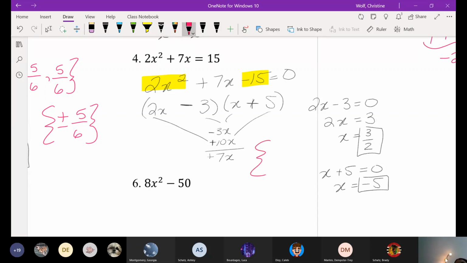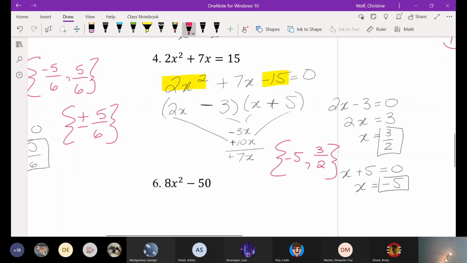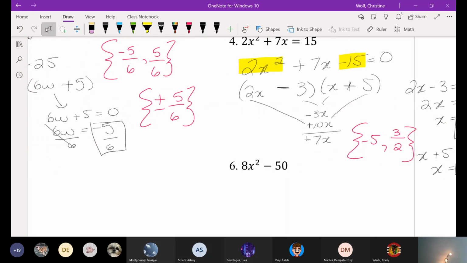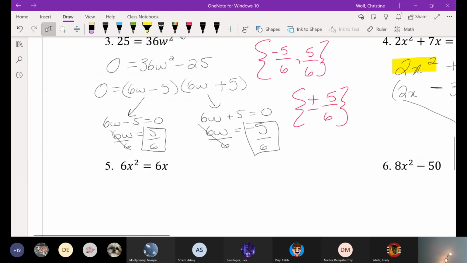So, les deux réponses, négative 5 en premier. It's negative. You know it's the smaller one. 3 sur 2 après. OK, so ça c'est un exemple de méthode 4, guess and check. Est-ce qu'il y a les questions à ce point ici? On a seulement 2 qui restent. Pas de questions? OK, 2 qui restent.